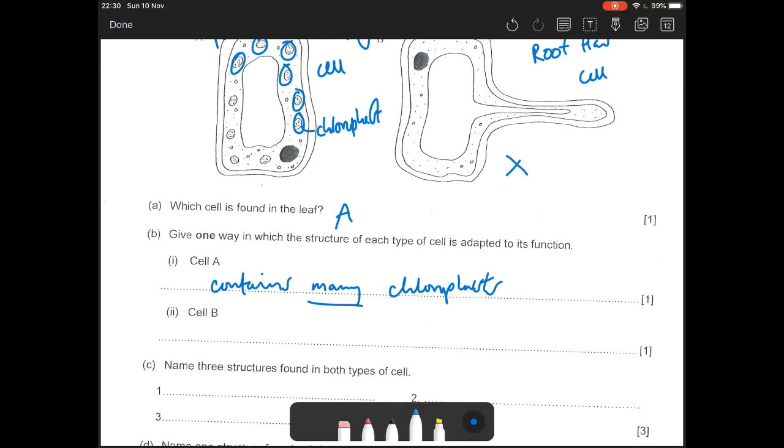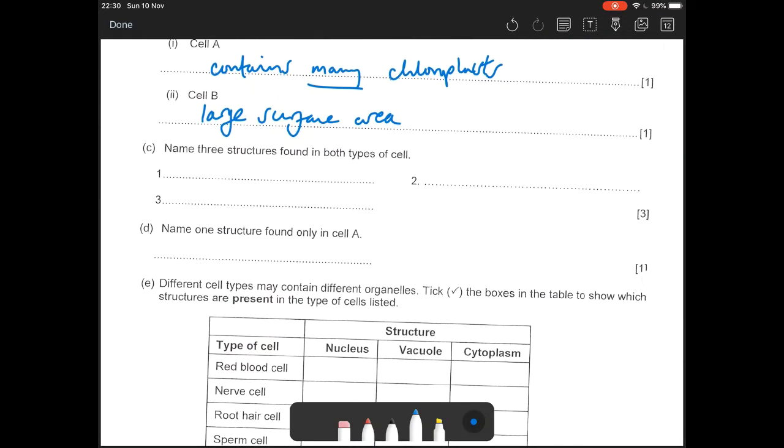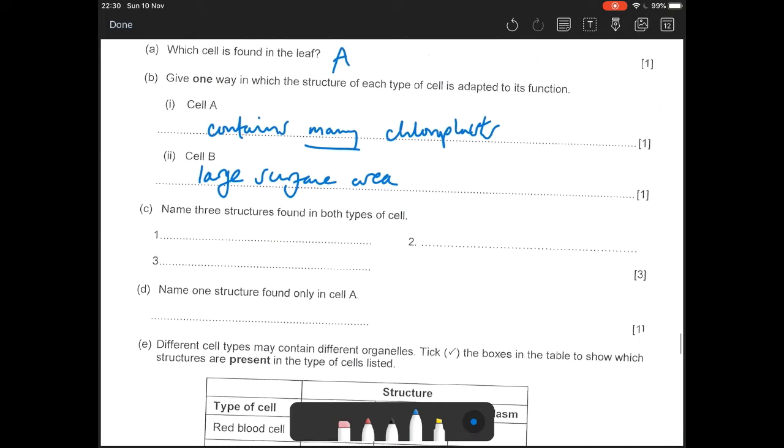Cell B, more people recognise that it was this projection here that's really important. This sticking out projection provides a large surface area. That's going to be very useful to these, because a large surface area means it's got more space, more membrane to absorb things like minerals or water from the soil in which the root hair is found.